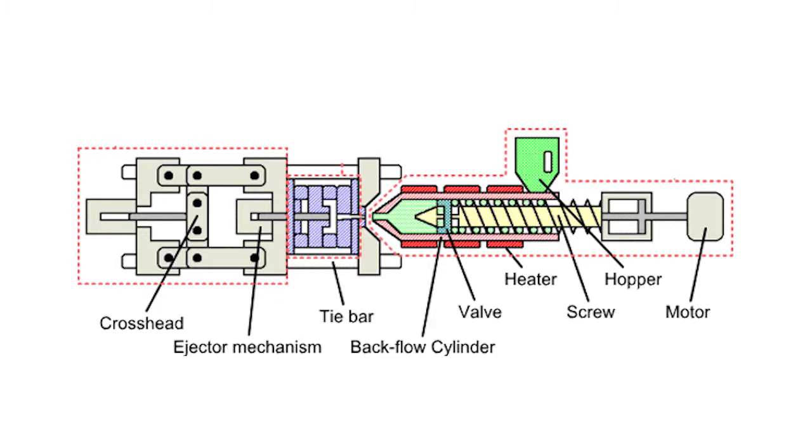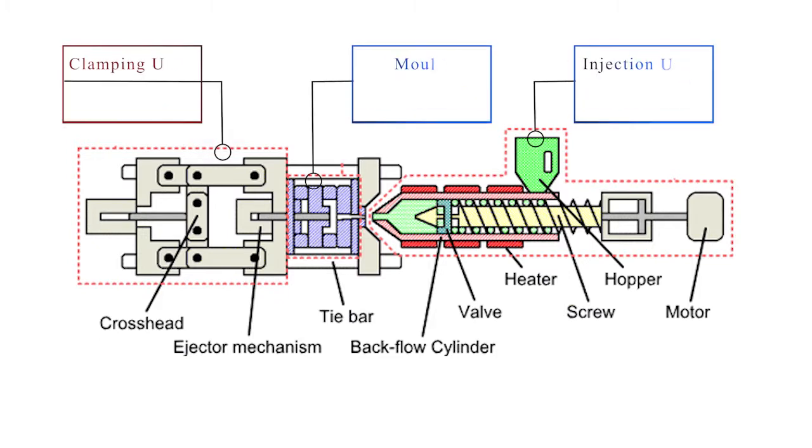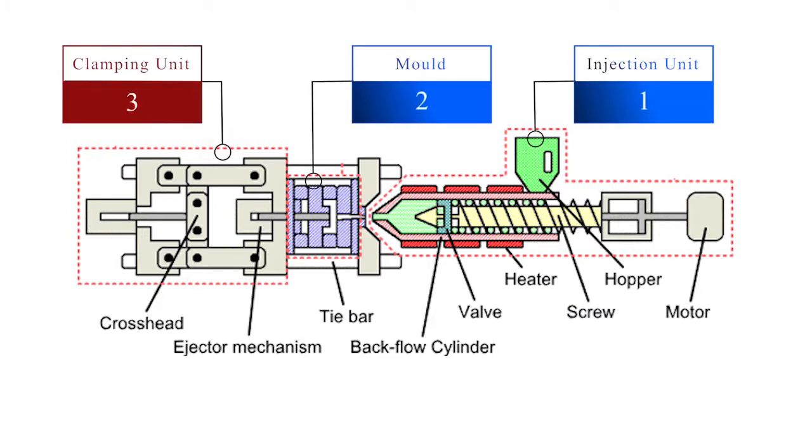The injection molding machine consists of three main parts. These parts include the injection unit, the mold, and the clamping unit. In order to prevent machine downtime and failure, the clamping unit must be maintained properly lubricated.